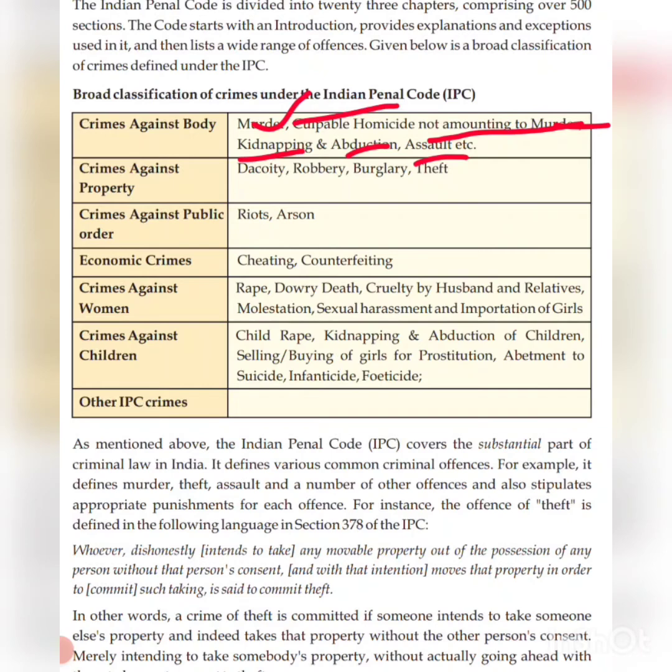Crimes against women can be rape, dowry death, cruelty by husband and relatives. And these two things are generally dowry death and cruelty, mental or physical cruelty, both. That can be under the Dowry Prohibition Act. Molestation, sexual harassment, importation of girls. Crimes against children: child rape, kidnapping, abduction of children, selling or buying of girls for prostitution, abetment to suicide, infanticide, feticide, killing a child, and killing the fetus in the womb is feticide.